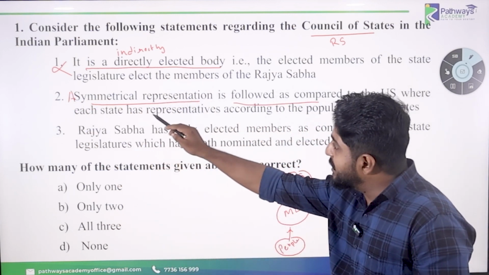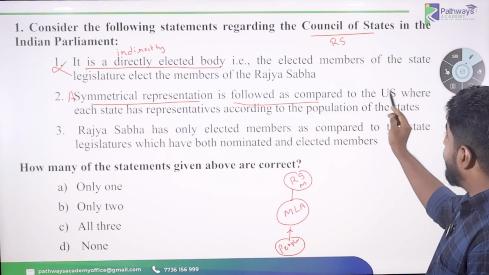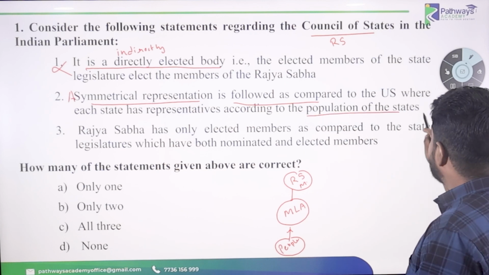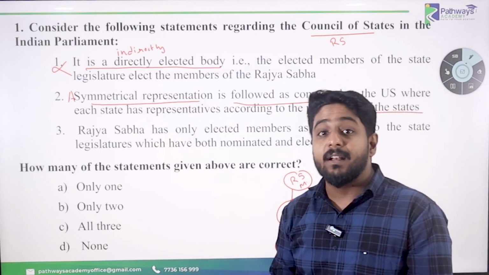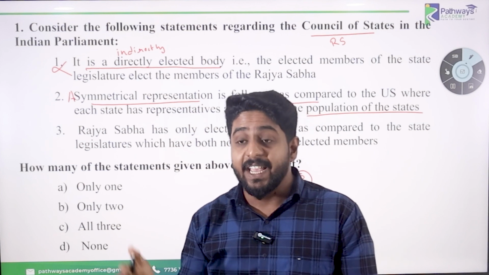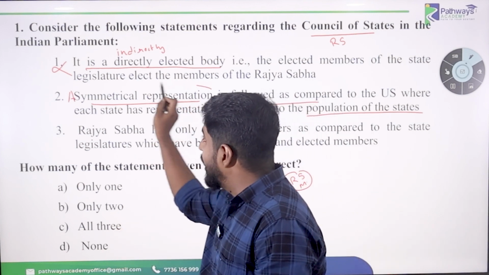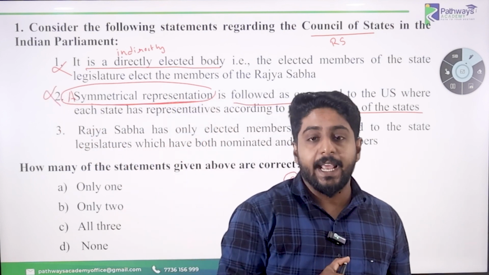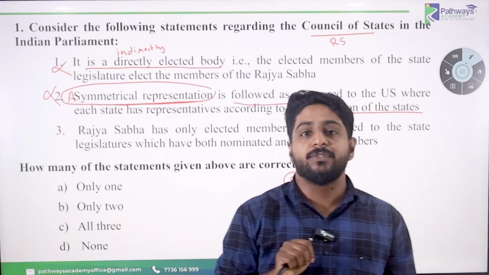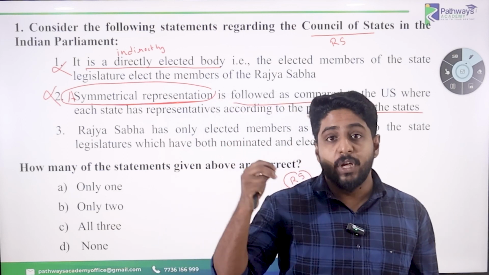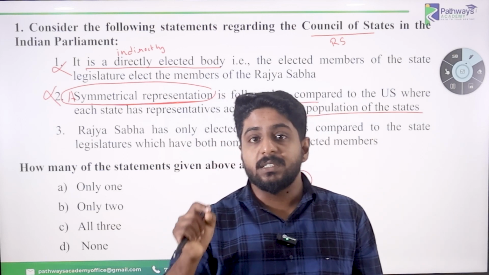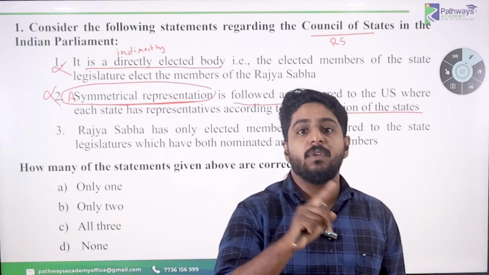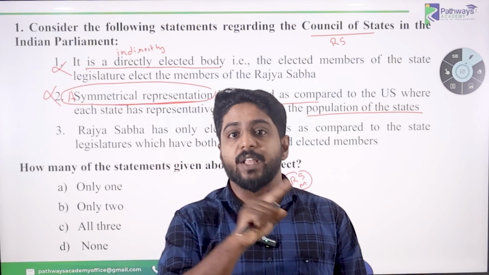The statement says symmetrical representation is followed as compared to the US, where each state has representatives according to the population of the states. Sir, in the US, in fact, they have symmetrical representation. In India, it is asymmetrical representation. So this statement is wrong. In the US Senate, there are 50 states in the United States of America. In the Senate, you have a total of 100 members. That is, 50 states provide 2 members each and contribute to the total 100 strength of the Senate.